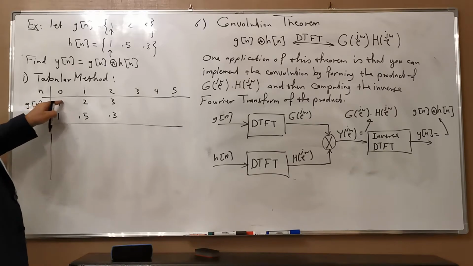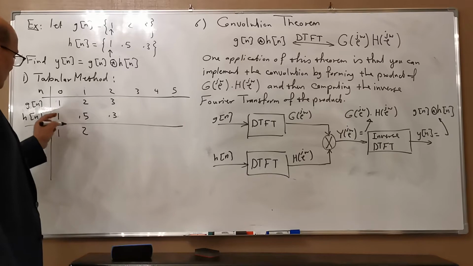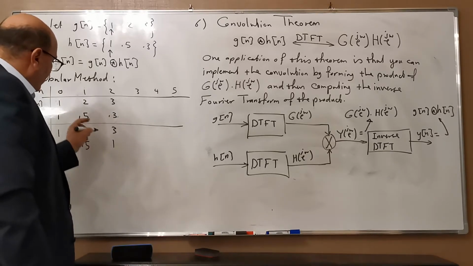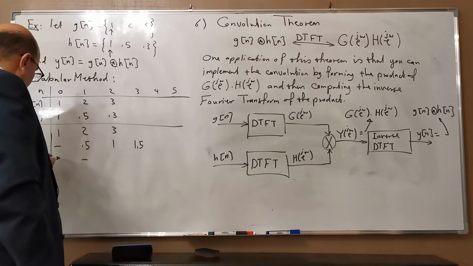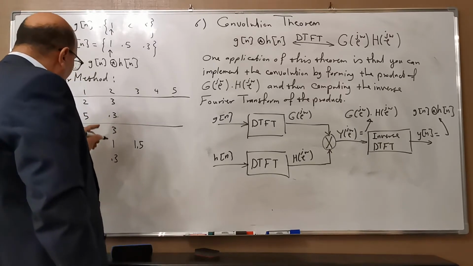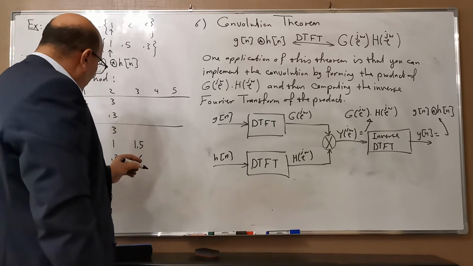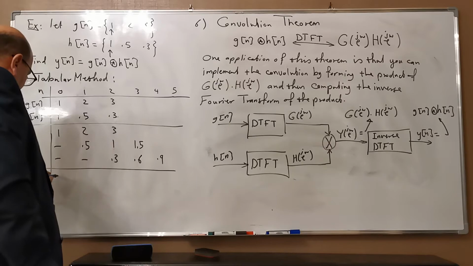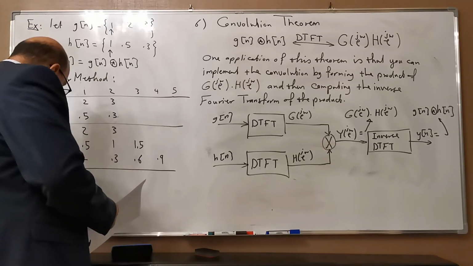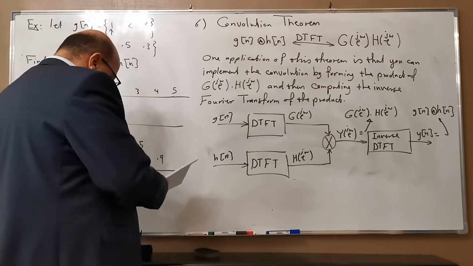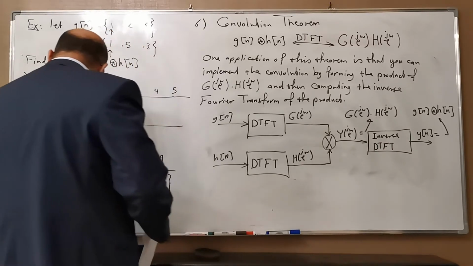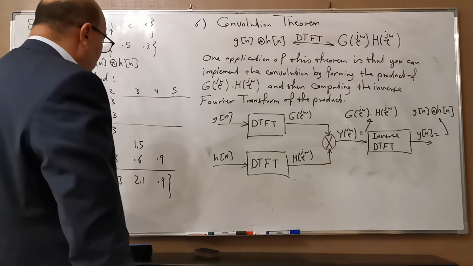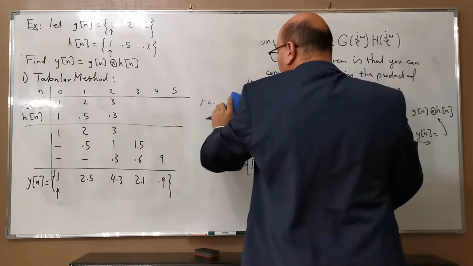I'm going to take the first element and multiply it by the whole sequence: 1 times 1, 1 times 2, 1 times 3. Now you take one space: 0.5 times 1, 0.5 times 2 is 1, 0.5 times 3 is 1.5. Then we take two steps: 0.3, 0.3 times 2 is 0.6, 0.3 times 3 is 0.9. We end this and start summing: 1, 2.5, 4.3, 2.1, and 0.9. This is our y[n], and here is your 0 actually. So this is the answer using the direct convolution.